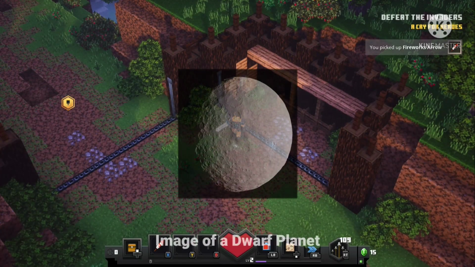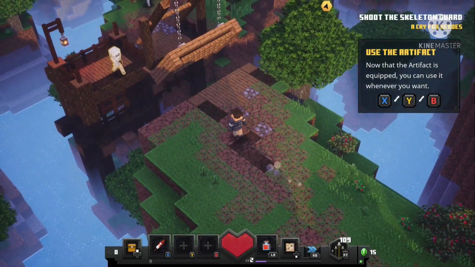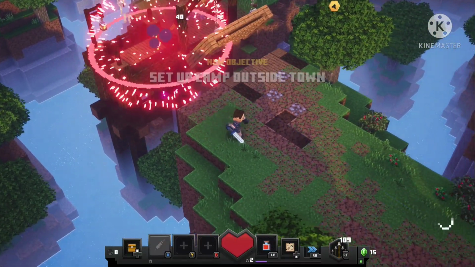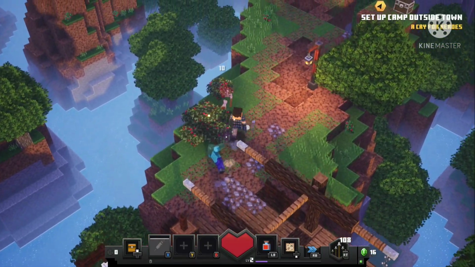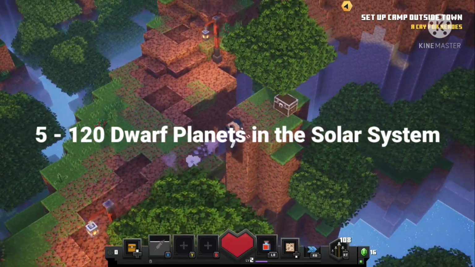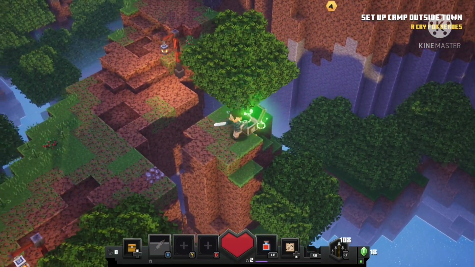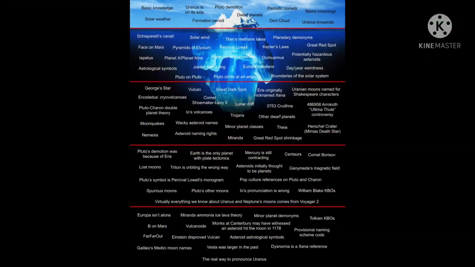A dwarf planet is a small planetary mass object that is in direct orbit of the Sun. They are almost always smaller than normal planets. According to the International Astronomical Union, the IAU, there are 5 to 120 depending on how you categorize them. Some dwarf planets include Pluto, Eris, Orcus, and Sedna.